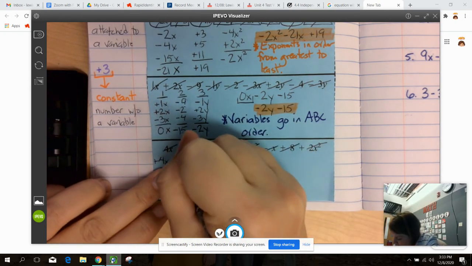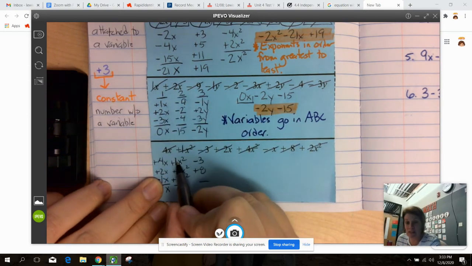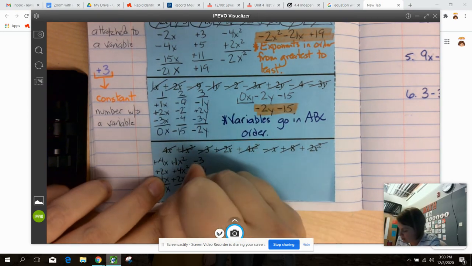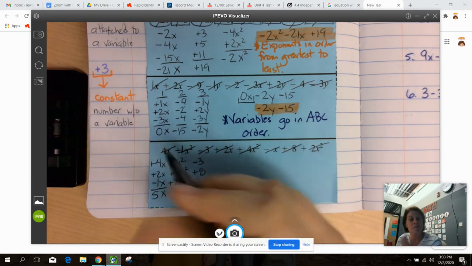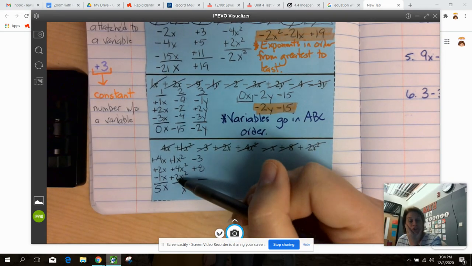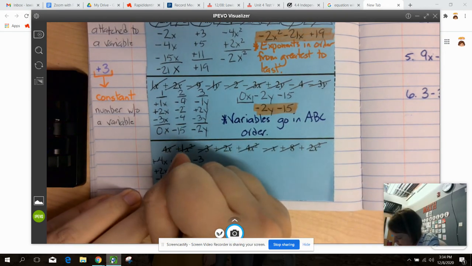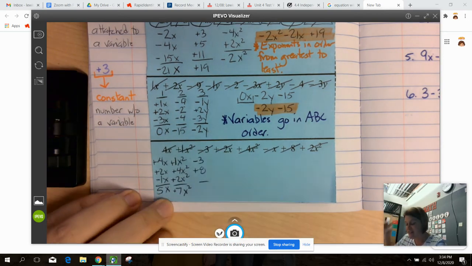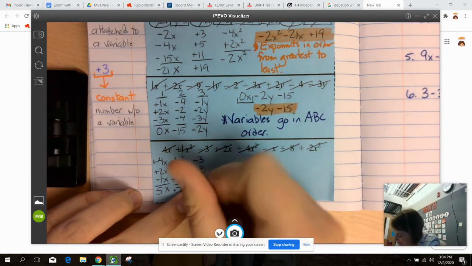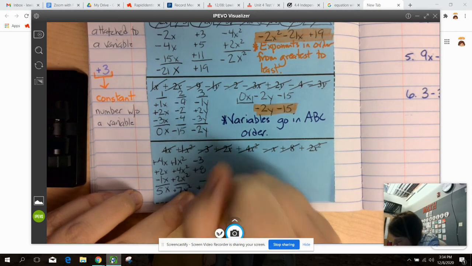Here I have a positive, we'll put a 1 there. Just remember, there's an invisible 1 in front of that x squared. So our variable would be x squared, but we would have 1 and 4 and 2. We add all that together, it's going to be a positive 7x squared. And then we have a negative 3 and a positive 8. And if we combine those, that's going to be a positive 5.